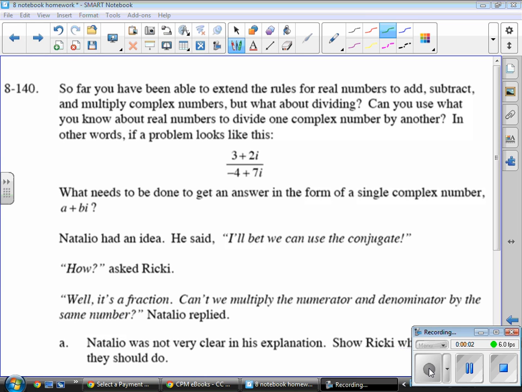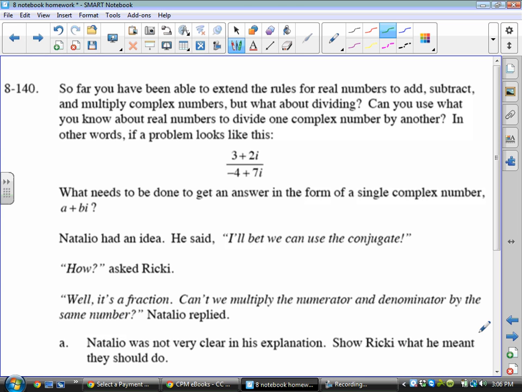This is problem 8-140 from section 8.3.2. So far you have been able to extend the rules for real numbers to add, subtract, or multiply complex numbers. But what about dividing? Can you use what you know about real numbers to divide one complex number by another? In other words, if a problem looks like this, (3 + 2i) divided by (-4 + 7i), what needs to be done to get an answer in the form of a single complex number, a + bi, so no longer a fraction?